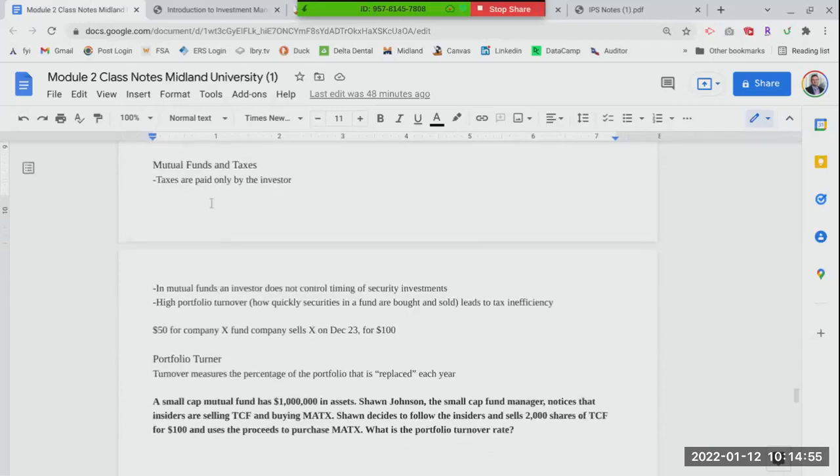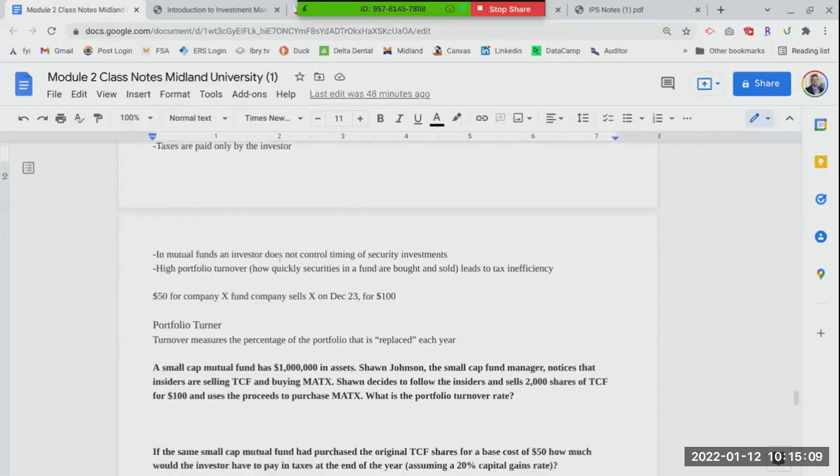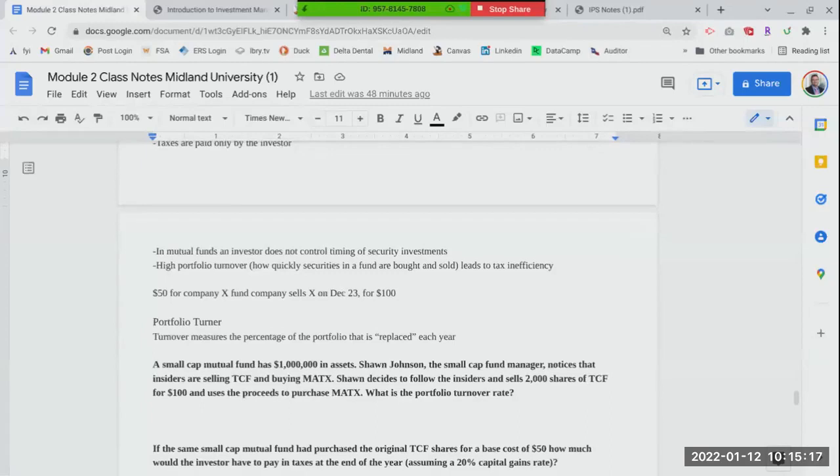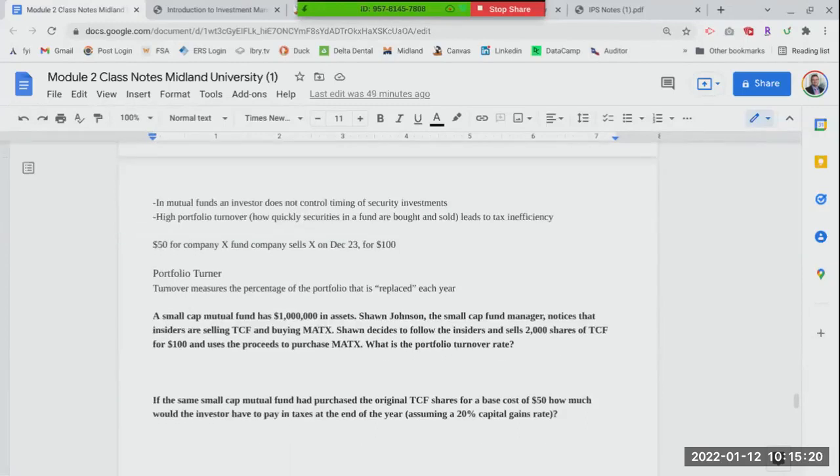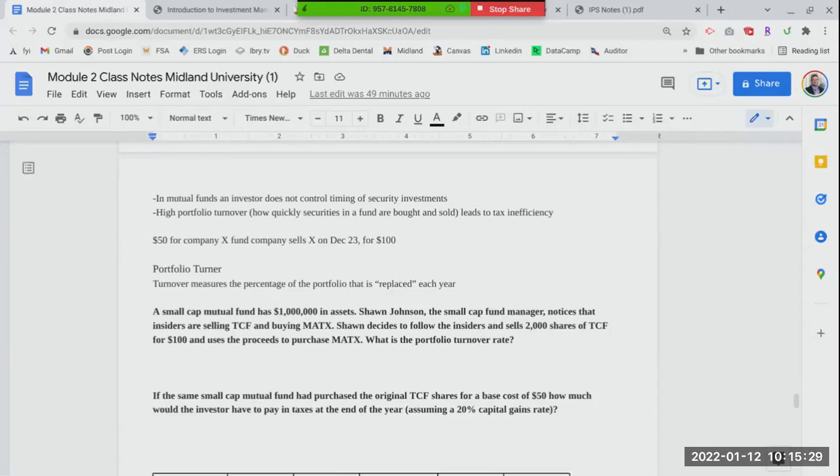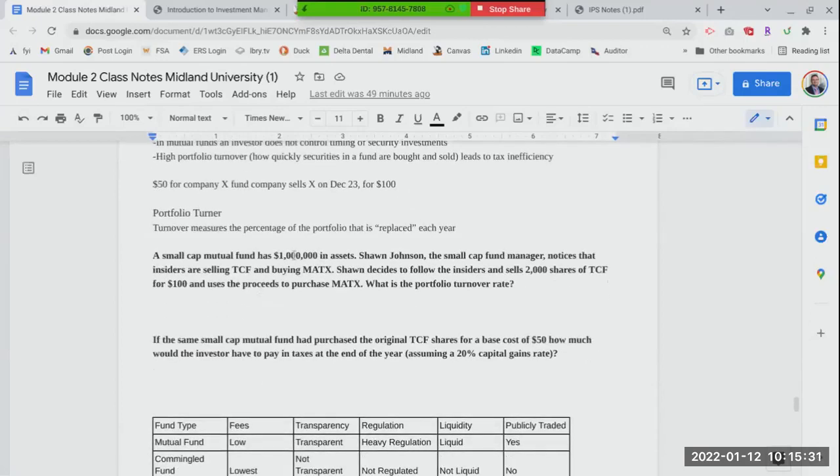Mutual funds and taxes. Every time you buy and sell an underlying security inside of a fund, there is going to be a capital gains tax that is triggered. Inside of a mutual fund, the investor does not control the timing of the security investments. So high portfolio turnover, a lot of buying and selling inside of that portfolio, is going to create a lot of capital gains taxes that are going to have to be paid every year. Portfolio turnover measures the percentage of the portfolio that is replaced each year.